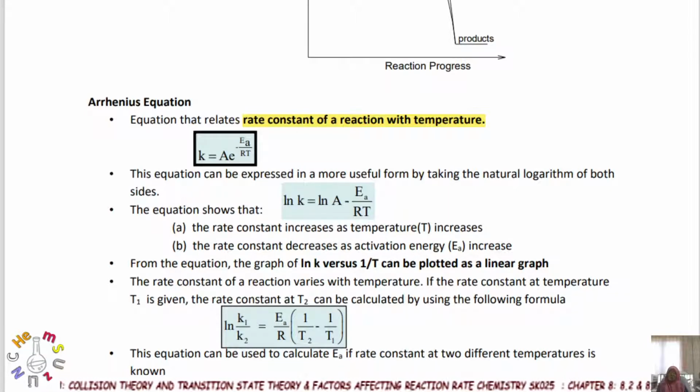There are two factors that affect the rate constant. What are they? Temperature ke madam? Ada faktor lain tak? Selain daripada temperature. Activation energy. Okey, sekarang ni macam mana kamu tahu temperature dengan activation energy?